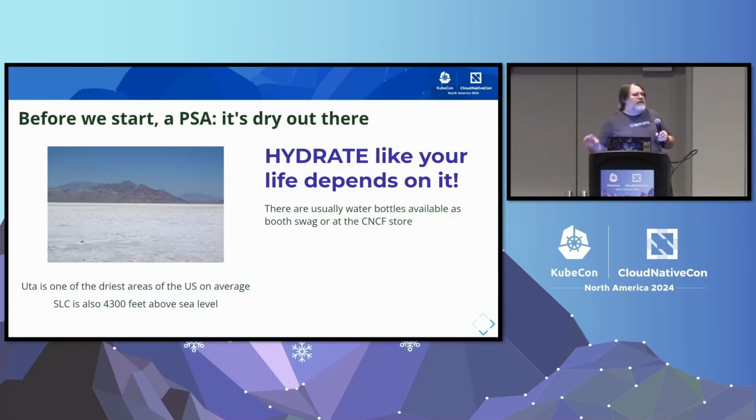So before we get started, and for real, it's really dry out there. If you just flew in last night and you woke up this morning and your throat felt like the desert outside, Salt Lake City and Utah are one of the driest areas in the US. Please, for your own health and safety, drink water constantly the whole time you're here. There's water bottle swag at plenty of vendors, I'm sure. Go buy one from the CNCF store if you need one. It's worth your time and attention to make sure that you're getting enough water here.